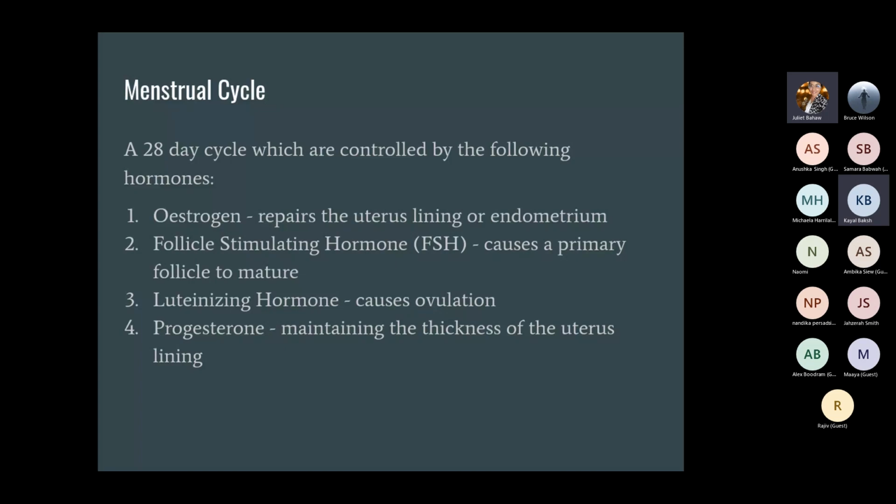All right. Now you have 4 hormones that control the menstrual cycle. Estrogen is responsible for repairing the uterus lining, which is called the endometrium. Follicle stimulating hormone, which is FSH, causes a primary follicle to develop. A primary follicle is an undeveloped egg. It's an egg that cannot become fertilized. So in the ovary of the female, you have primary follicles. Every month, one primary follicle is matured and developed.